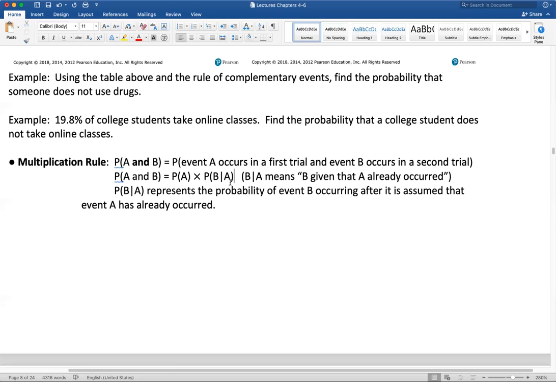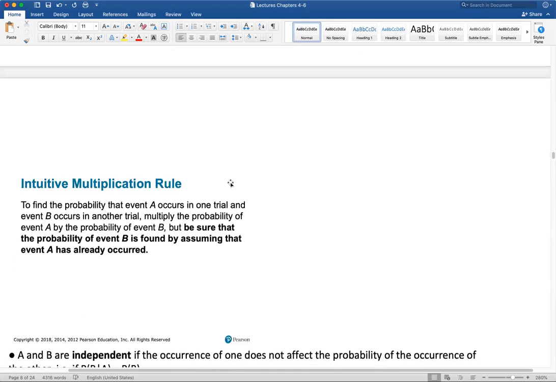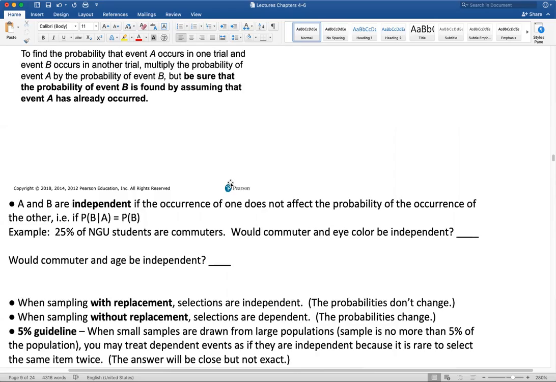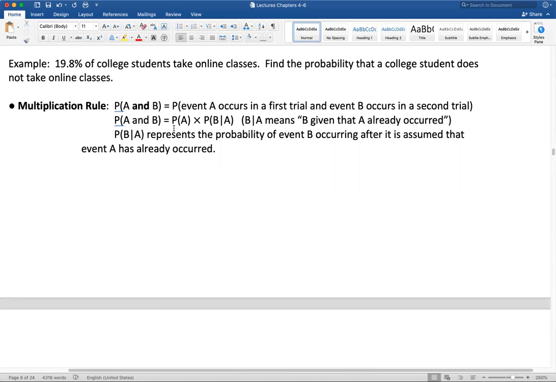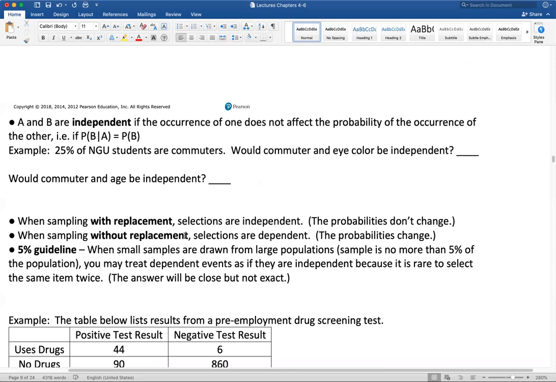already occurred. Okay, so to apply this formula to the problem, we have to study the terminologies independent, with replacement, and without replacement first. So look at independent. A and B are independent. It means that the occurrence of one does not affect the probability of occurrence of the other.